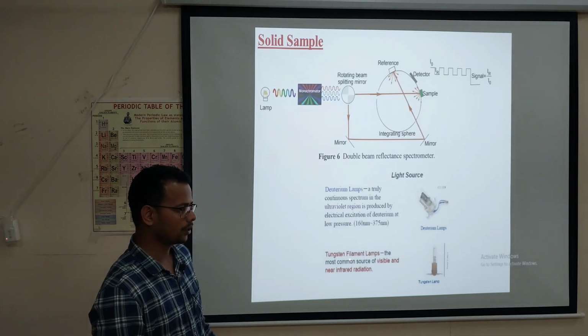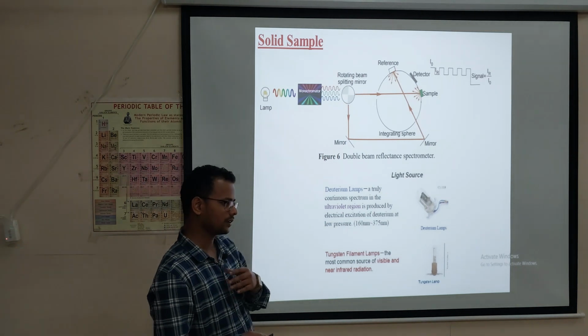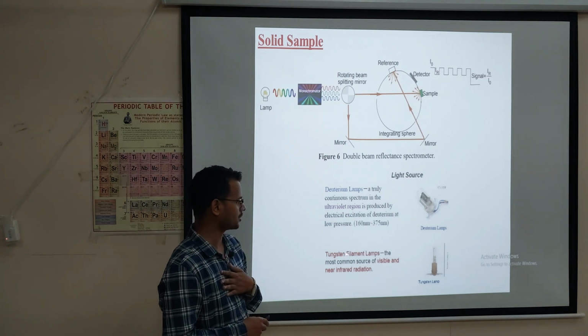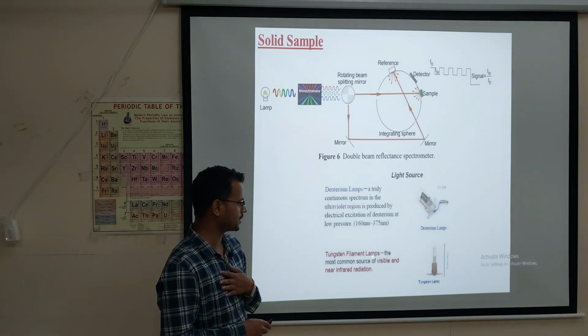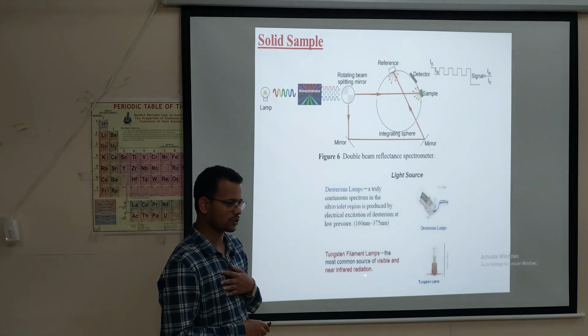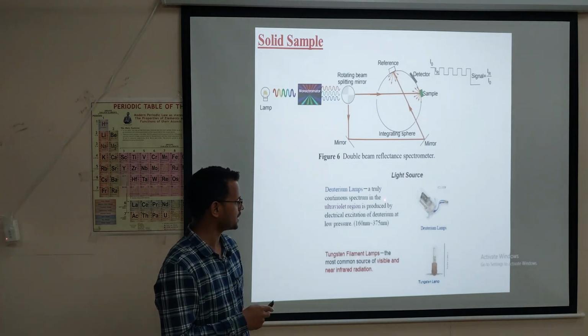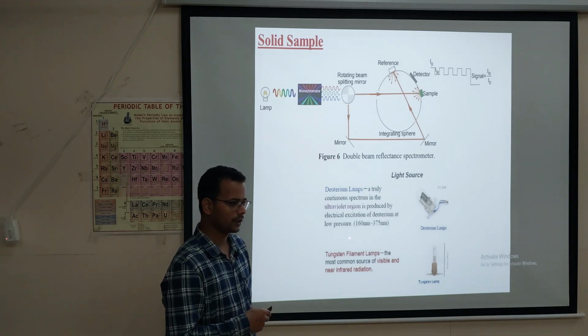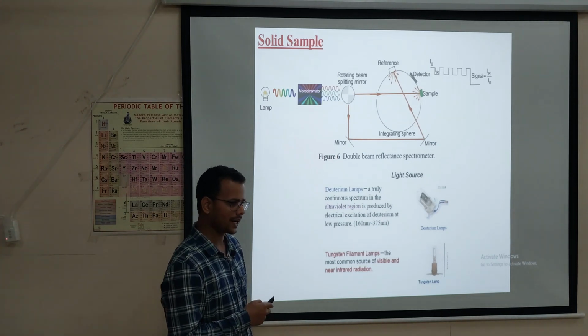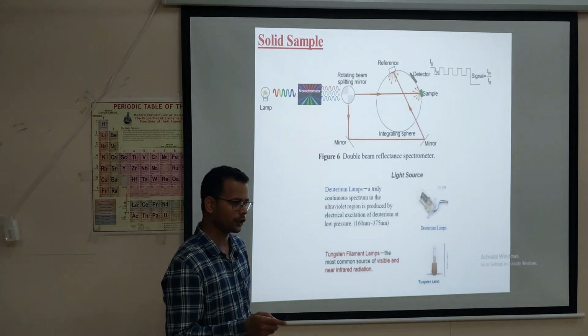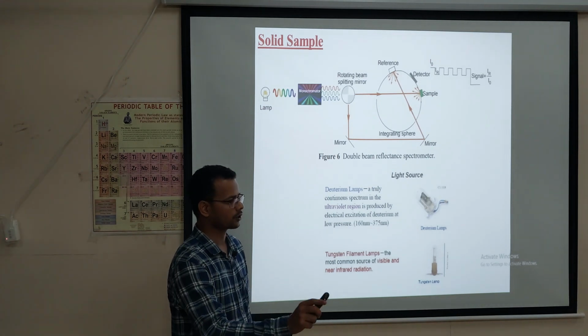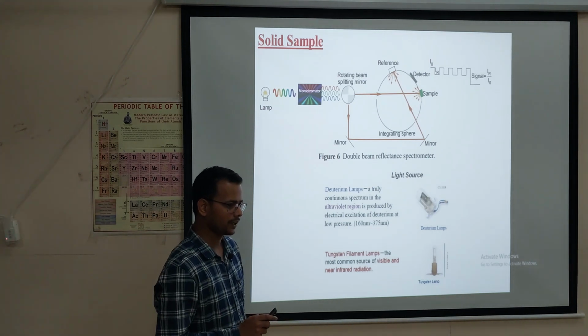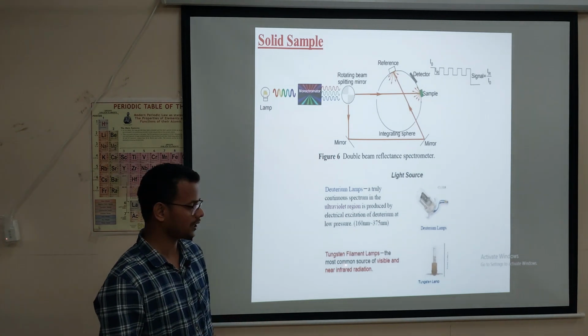Okay, I have told you two types of lamps are basically used there. One is a deuterium lamp, one is a tungsten filament. The tungsten filament is used as the visible and near IR source, and the deuterium lamp is used as the UV light source. So both light sources are present in any type of UV visible DRS spectrophotometer. Okay, it is very important. Deuterium lamp and tungsten lamp.